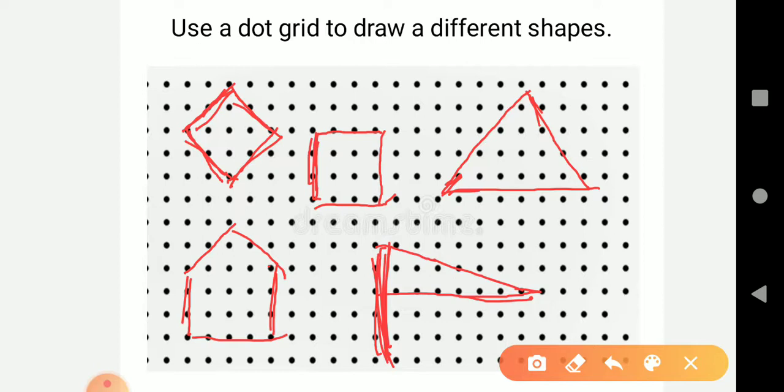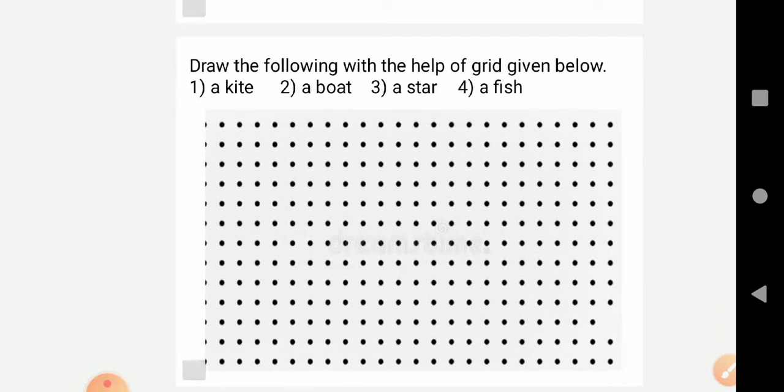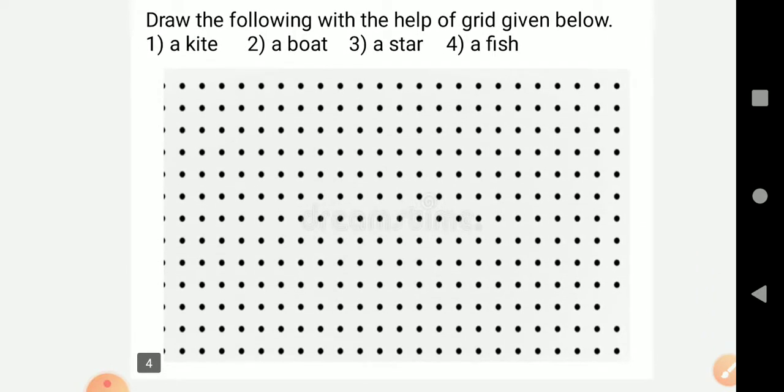Okay, so you try in your notebook. First you prepare a dot grid and then draw different types of shape and also form some new patterns in your notebook. Okay, try it at your home. Now look at the next slide. Draw the following with the help of grid given below. Here also this exercise is related to grid line.